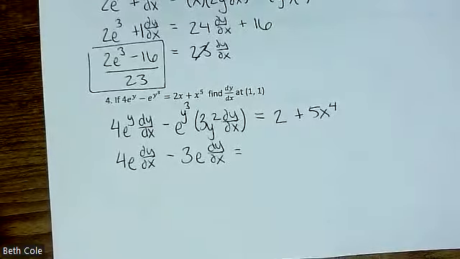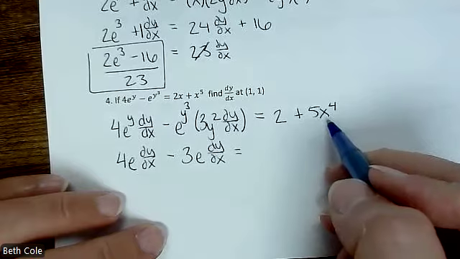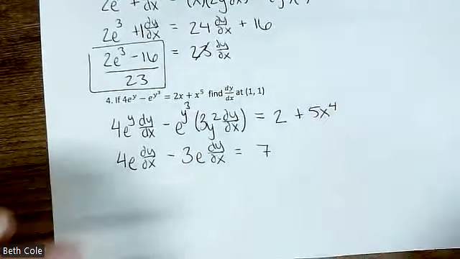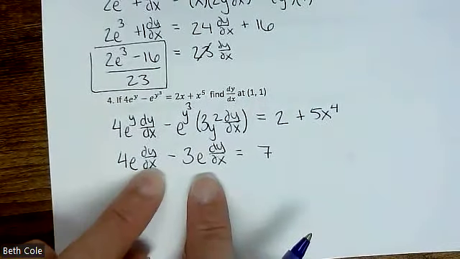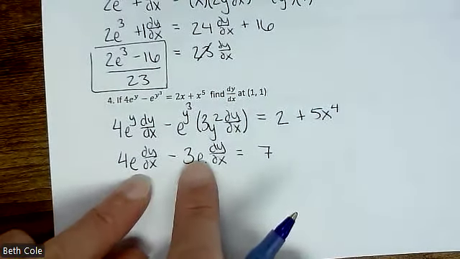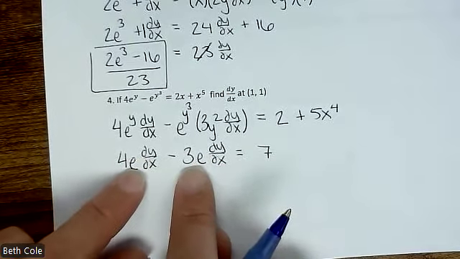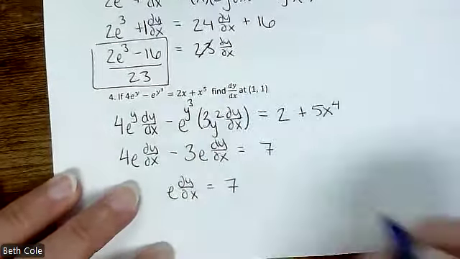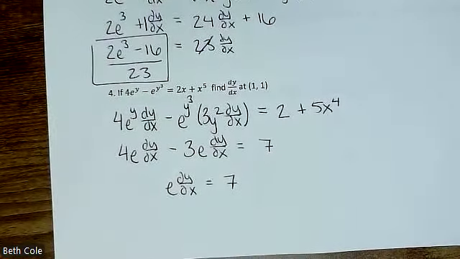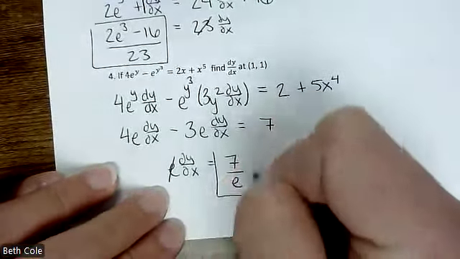All right, equals, and then what will we have over on the other side? 2 plus 5, so 7. So if you have 4e dy/dx minus 3e dy/dx, that is going to give you 1e dy/dx. You can put the 1 if you want to. And then your last step, divide over the e. So 7 over e.